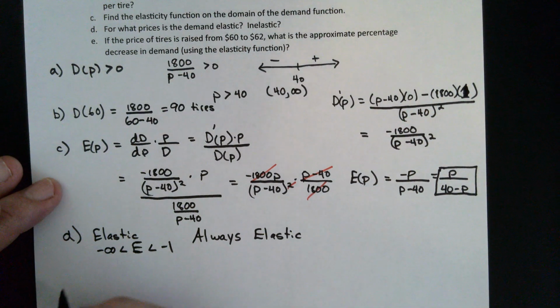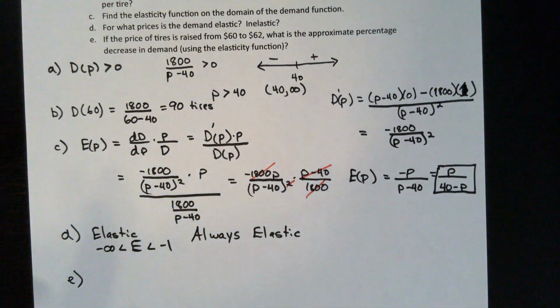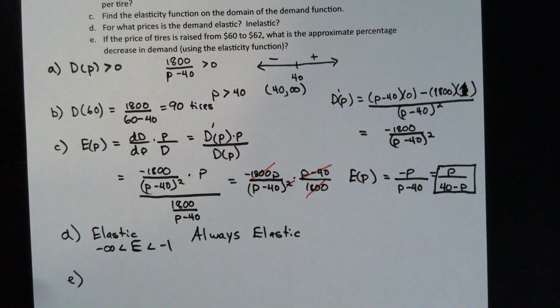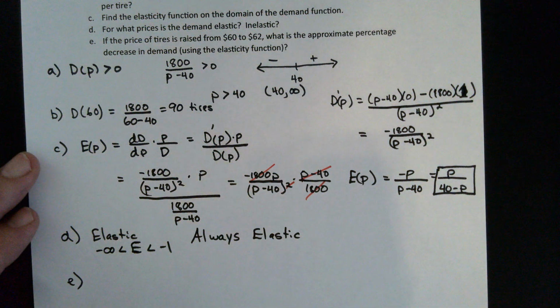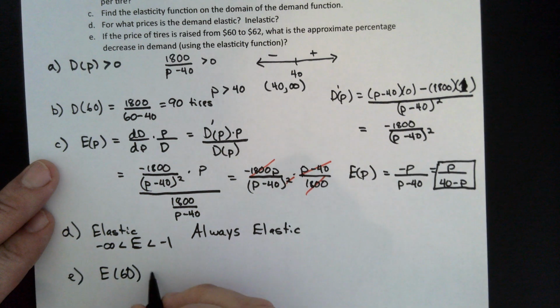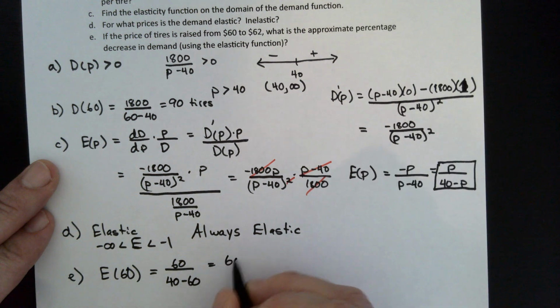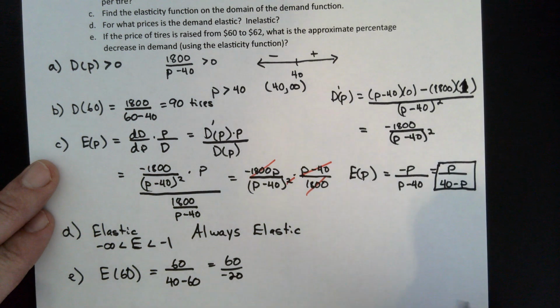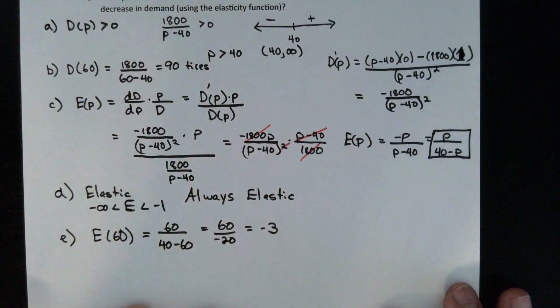Okay, and now the last question. If the price is raised from $60 to $62, what is the approximate percent decrease in demand? Okay, so first of all, it started at 60, so let's figure out what the elasticity is at 60. We plug in that 60 into that function, so that's going to be 60 divided by 40 minus 60. That is 60 over negative 20, and that will be negative 3. So the elasticity at 60 is negative 3.